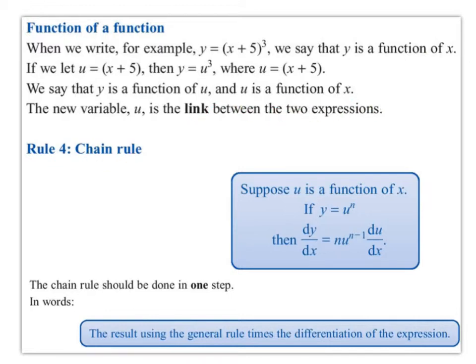Rule 4, chain rule. Suppose u is a function of x. If y equals u to the power of n, then dy/dx is n multiplied by u to the power of n minus 1 multiplied by du/dx. The chain rule should be done in one step. In words, the result using the general rule multiplied by the differentiation of the expression.